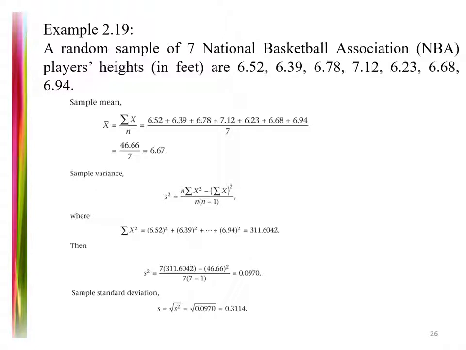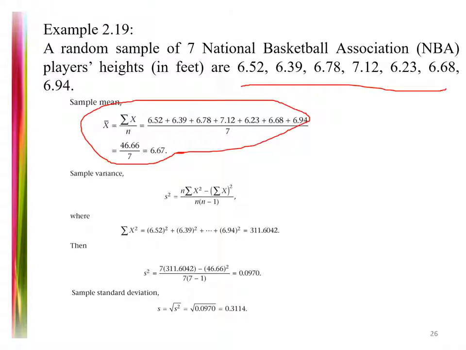This is a simple example. A random sample is the heights of 7 NBA players, so we have 7 observations here. We can calculate the x bar value, variance and standard deviation, which we already discussed in previous slides. The x bar value is equal to 6.67, and the standard deviation is 0.3114. We first estimate the variance, then take the square root. So 0.3114 is the standard deviation and 6.67 is the mean.